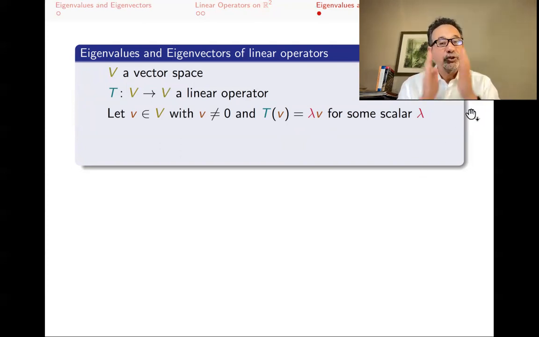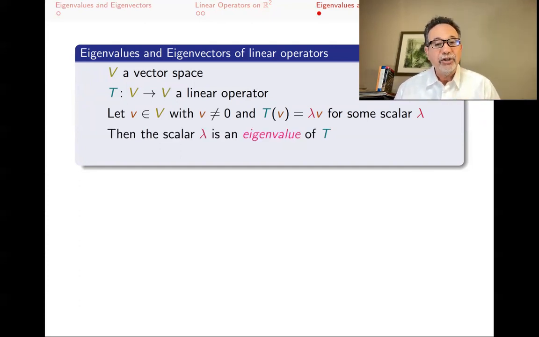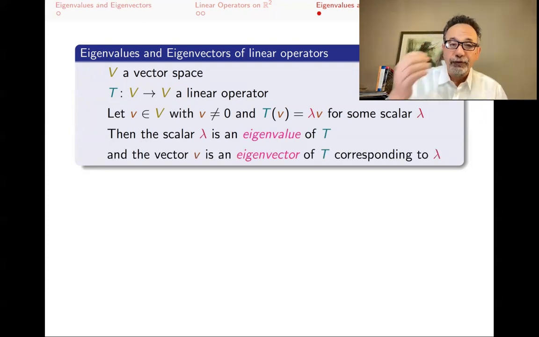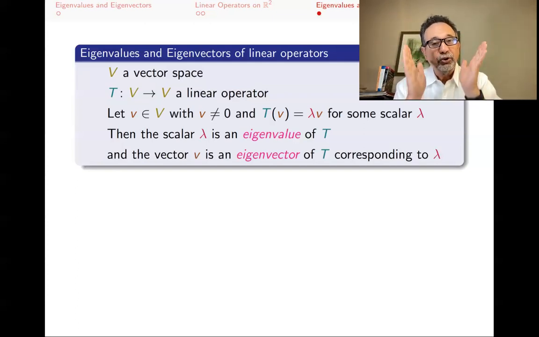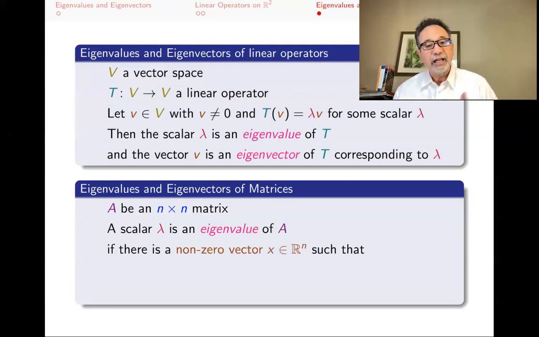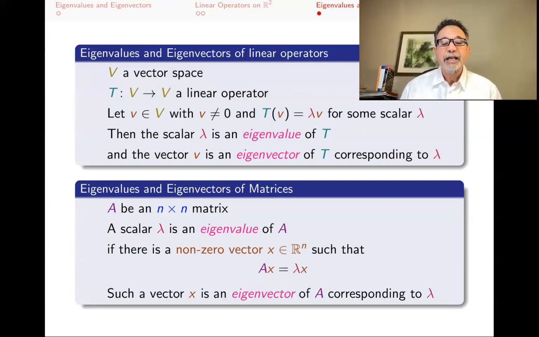If you have a vector like that, a direction in your vector space, such that when you apply the linear transformation it doesn't change direction, then the scalar is called an eigenvalue, and the vector is an eigenvector of T corresponding to lambda. Eigenvalue of T, eigenvector of T, of the linear transformation. Those are the directions that do not change. And the same thing for matrices. For an n by n matrix, lambda is an eigenvalue of A if you can find a non-zero vector x such that A times x is lambda x. And these two things are corresponding concepts. Such a vector is called an eigenvector of A corresponding to lambda.